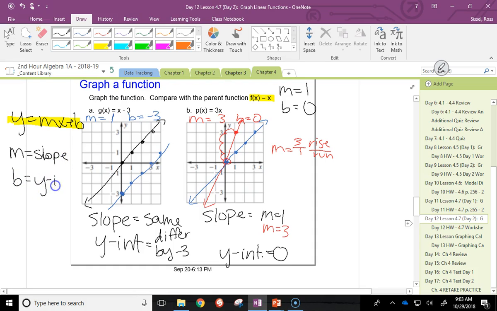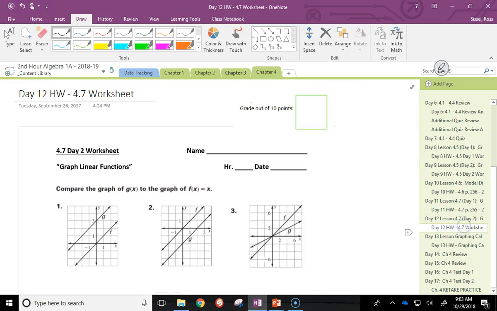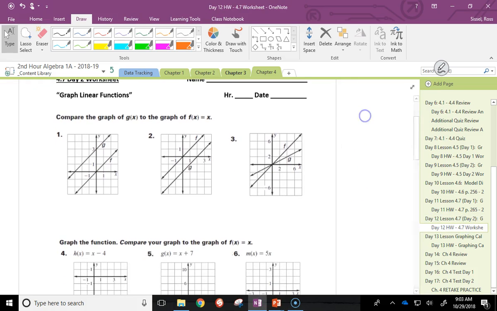Your homework for tonight: Lesson 4.7 worksheet. It is on OneNote, but I have the paper copy right here. So if you want it, please come and get it right now.